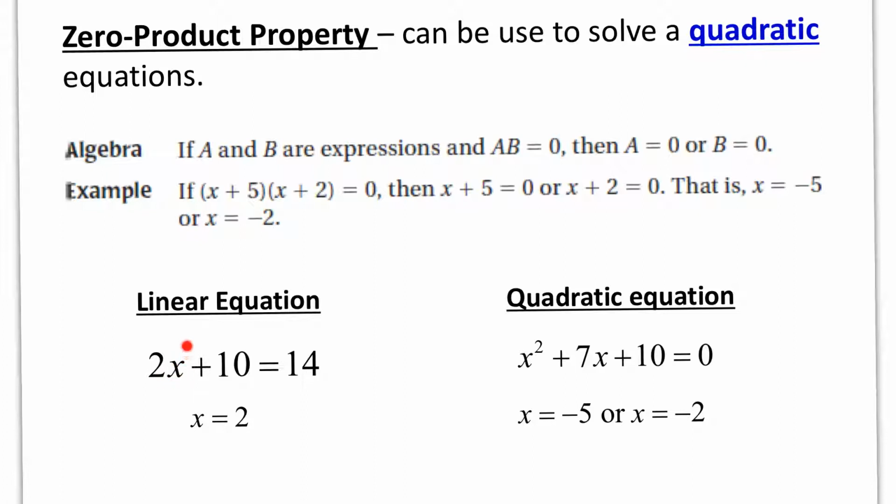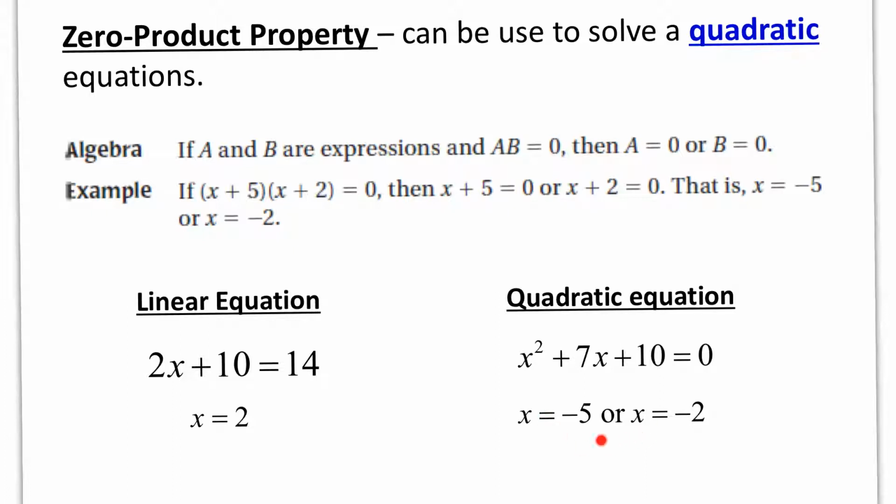Notice the x has an invisible 1 exponent degree. You will have 1 answer. If you have a quadratic equation, you will have 2 answers. If you have a cubic, degree of 3, you have 3 answers. Quartic, degree of 4, you have 4 answers, and so forth. So that's helpful because once you see the degree, you have an idea how many answers you're looking for.